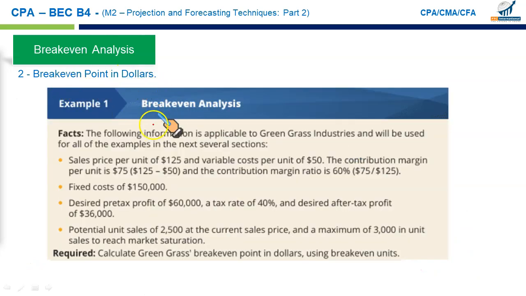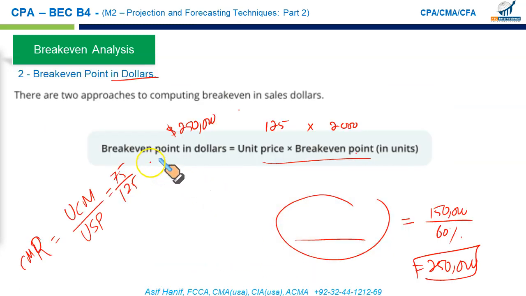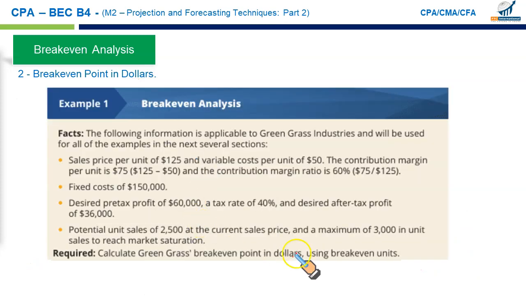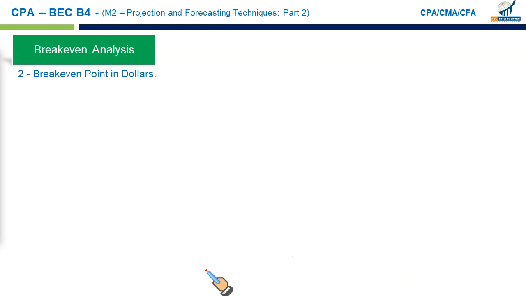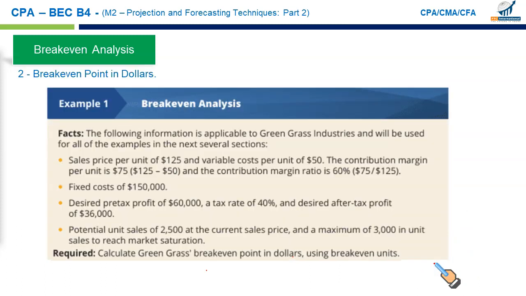So break-even point in dollars could be calculated using this formula or this one, your choice. Calculate Green Grass break-even point in dollars using break-even units: break-even point in units multiplied by the unit price gives you break-even point in dollars. And the second one, calculate Green Grass break-even point in dollars using the contribution margin ratio: total fixed cost upon the contribution margin ratio, and I just showed you how to do it. So that was the second point in the break-even analysis.